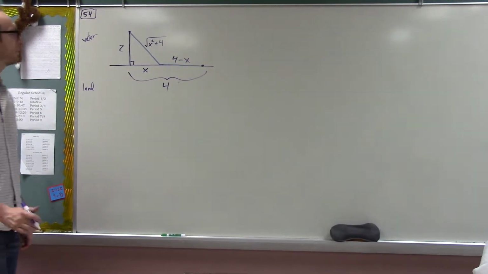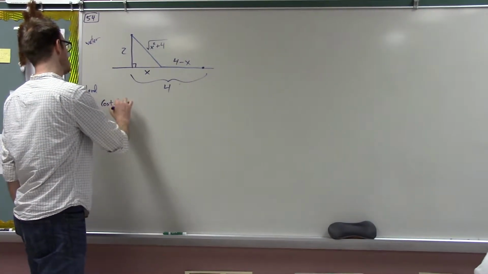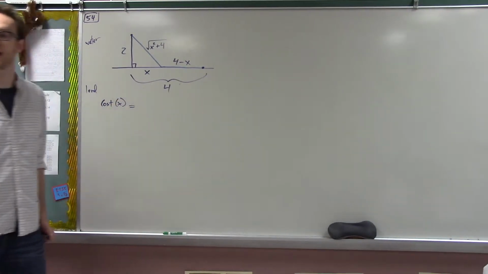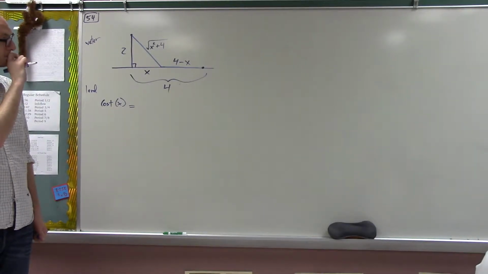Okay, and now what we want to do is minimize the cost. So we need to construct a cost function. So what is the cost as a function of x? Yes? 2 root x squared plus 4 minus x.